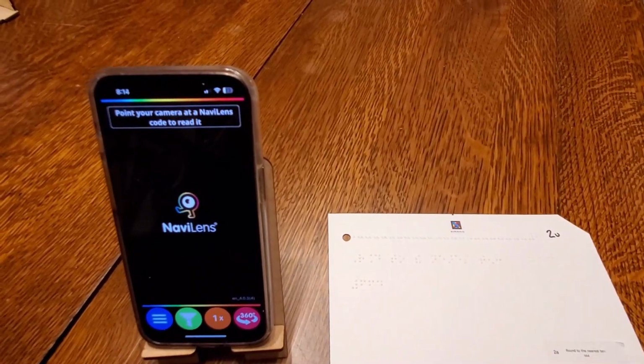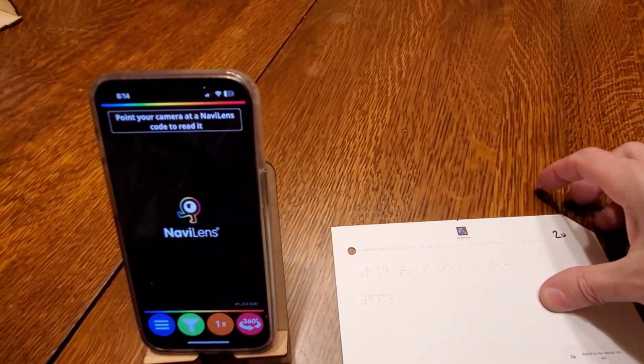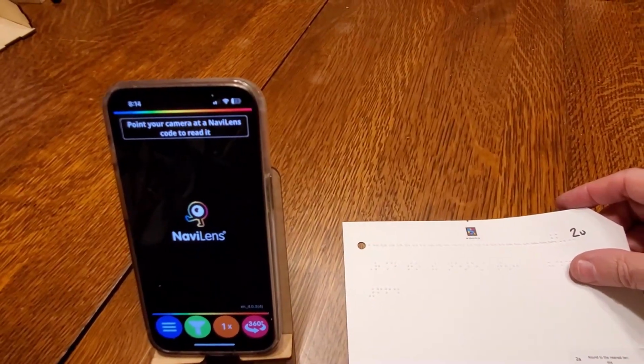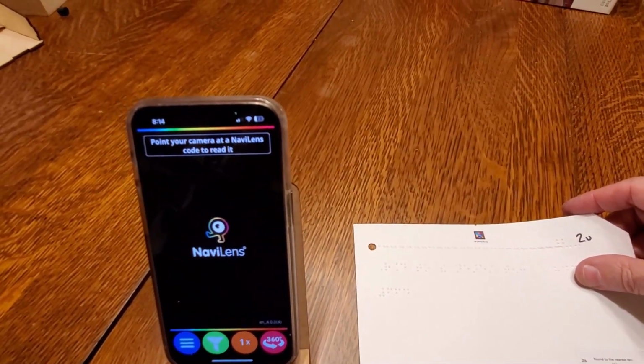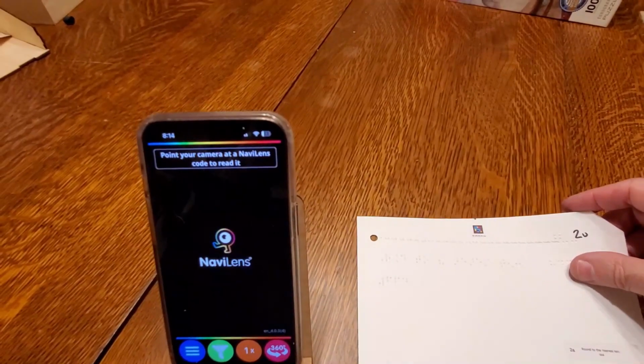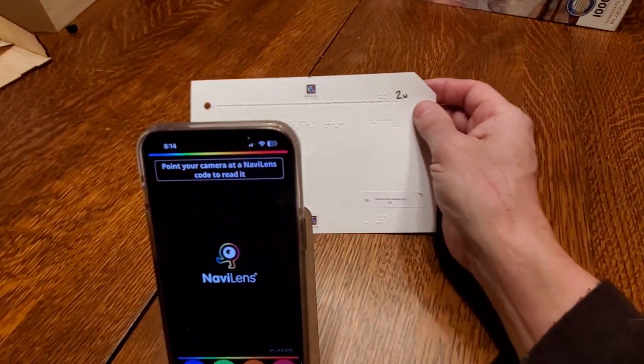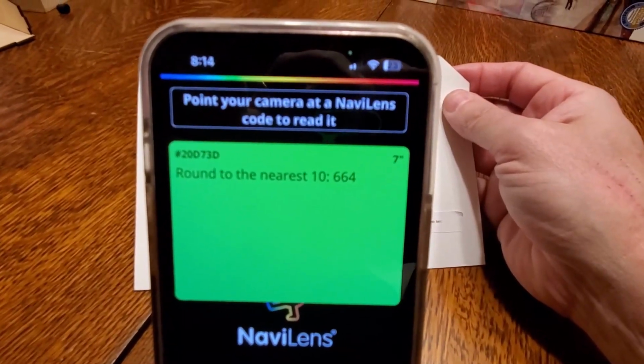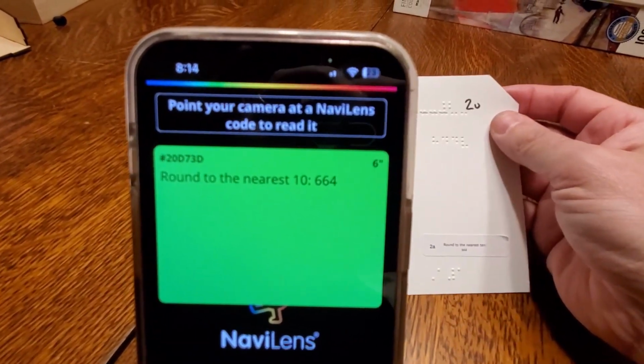And then the idea is, if I want to hear the problem read to me for some reason, I can pick up the card, and I'm going to just slide the card over until it's behind where the camera can see the codes on the card. Round to the nearest 10, 664. All right, so round to the nearest 10, 664. That's identical to what the braille says on the card.